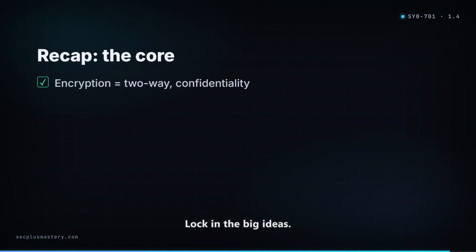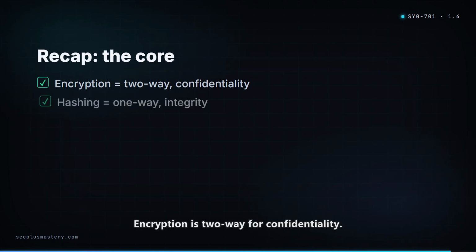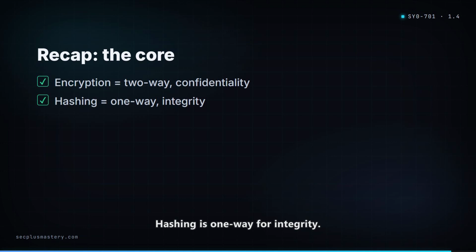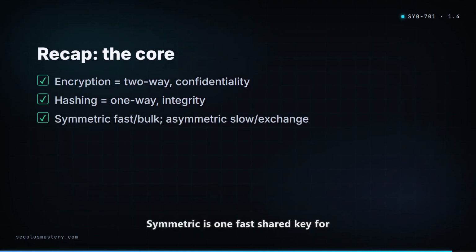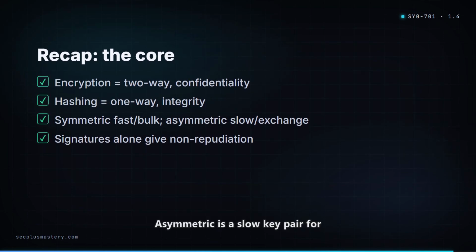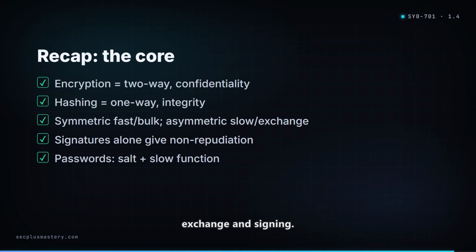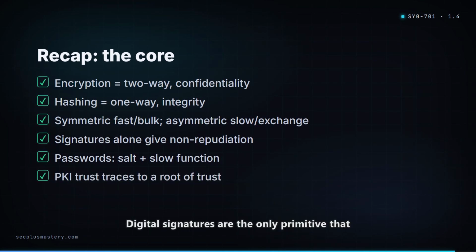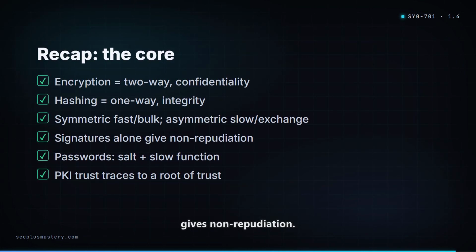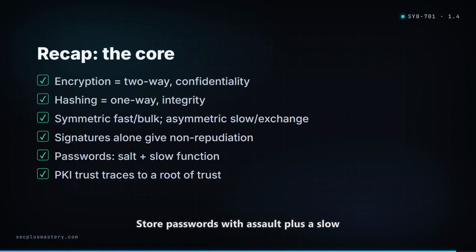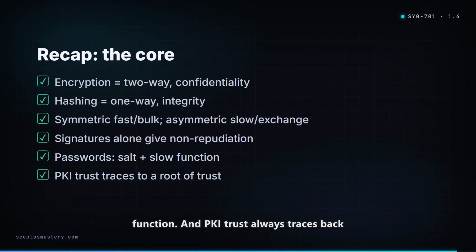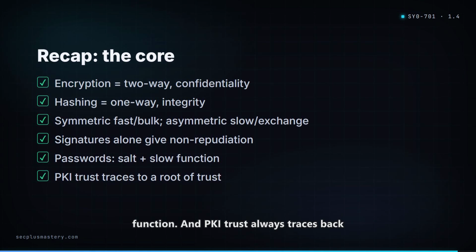Lock in the big ideas. Encryption is 2-way for confidentiality. Hashing is 1-way for integrity. Symmetric is one fast shared key for bulk data. Asymmetric is a slow key pair for exchange and signing. Digital signatures are the only primitive that gives non-repudiation. Store passwords with a salt plus a slow function. And PKI trust always traces back to a root of trust.